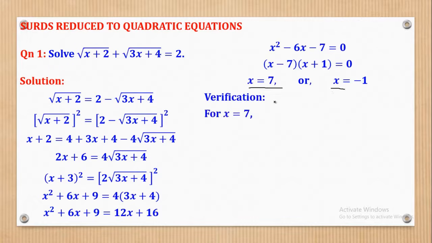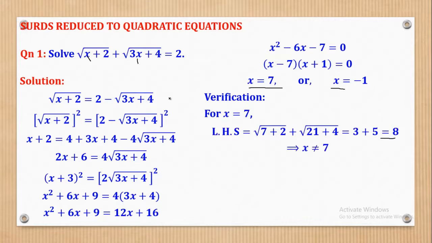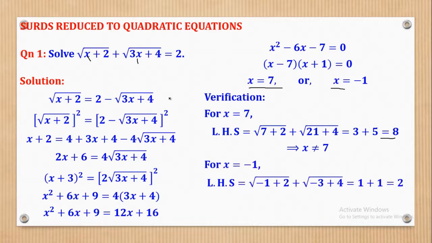So if I start with x equal to 7, it implies that I'm going to put 7 here and also here to see if it gives me 2. So it gives me 8. What does that mean? It means that 7 is not required. What about negative 1? When I put negative 1, I'll come up with 2, which is here. Therefore, the answer is x equal to negative 1. So remember, this part of verification must be seen.